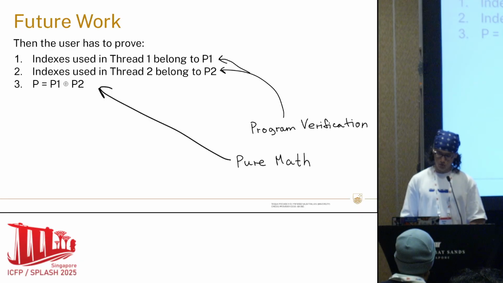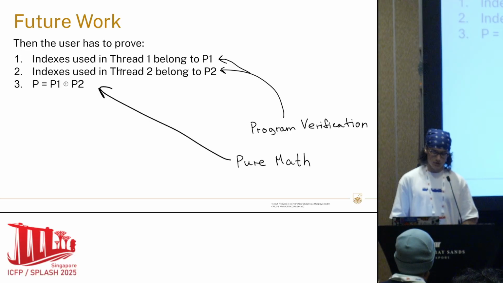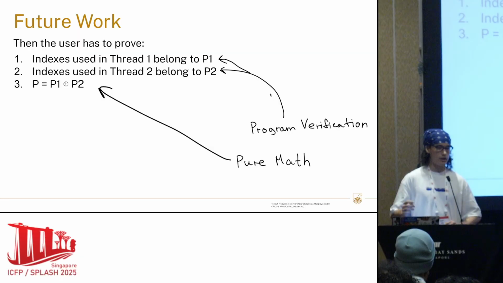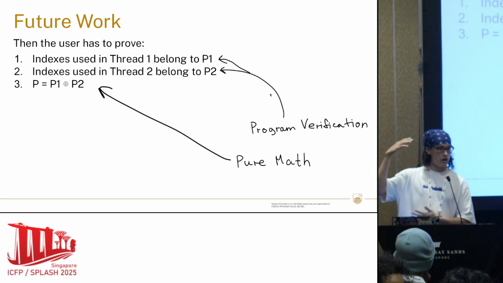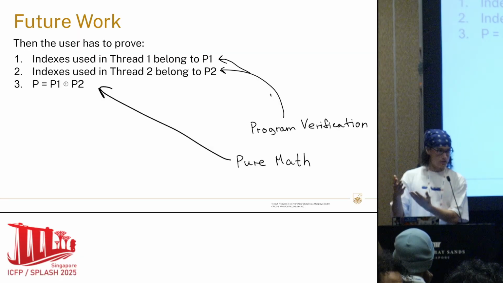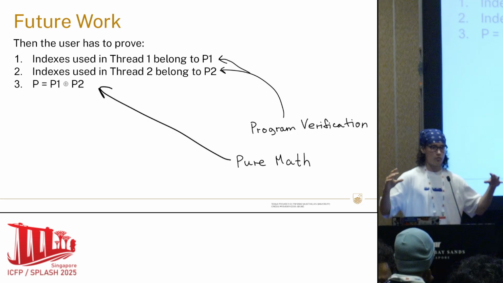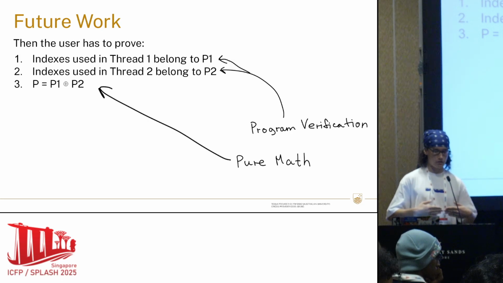people would have to prove two things. One thing is that indexes used in thread 1 belong to the P1 mathematical set of indices, and the same for thread number 2. This would be related to program verification, because we connect the mathematical indices that we have in mind, or actually in the program, represented by ghost objects, with real indices. And we need to make sure that they are identical.